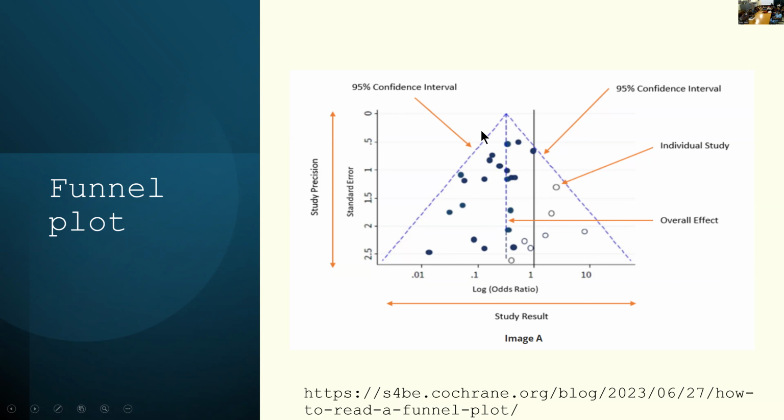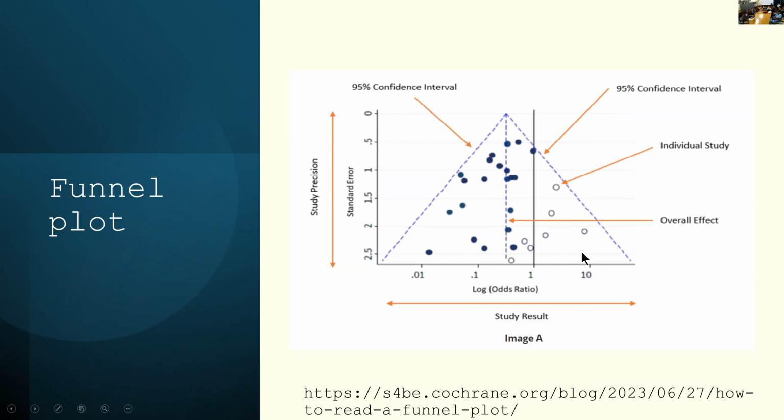So you can see that the standard error, this 95% confidence interval, actually depends on what studies you have included in your meta-analysis. So roughly 95% of the studies should fall within the funnel. If it falls outside the funnel, that means there is some sort of heterogeneity. So you should also look and see whether there is any asymmetry in the way the studies are distributed.